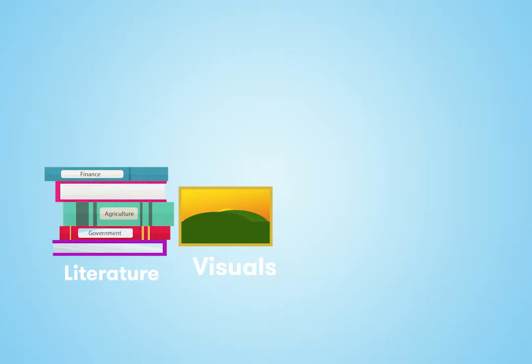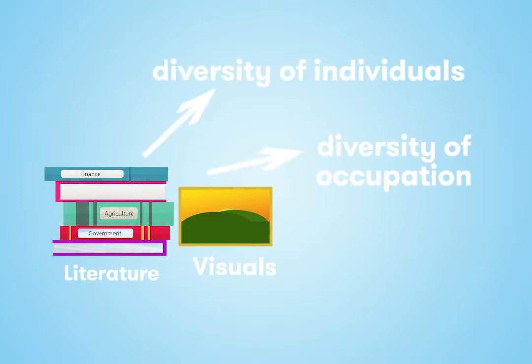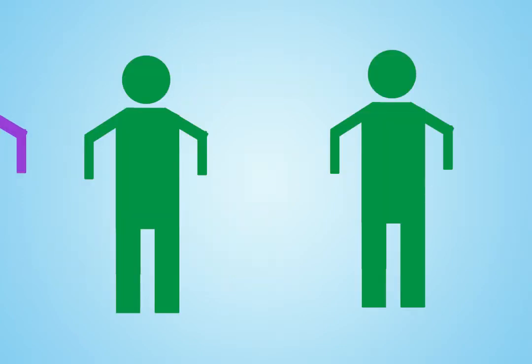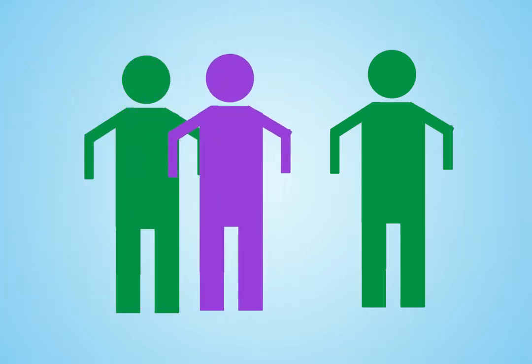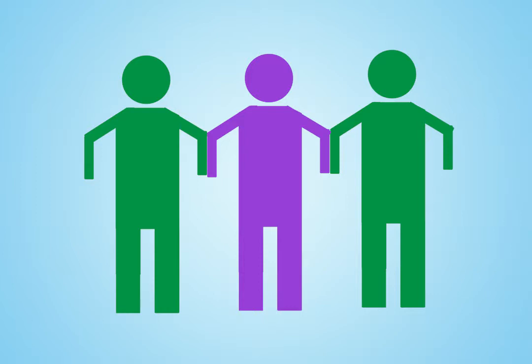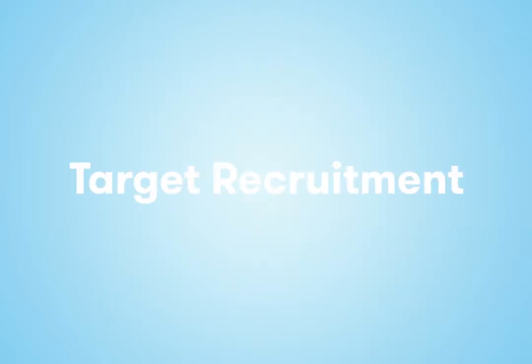Use materials depicting diversity of individuals and occupations. Normalize STEM subjects and help our girls realize that they're not just relevant to them, but essential, that they're part of everyday life. Number 3, targeted recruitment.